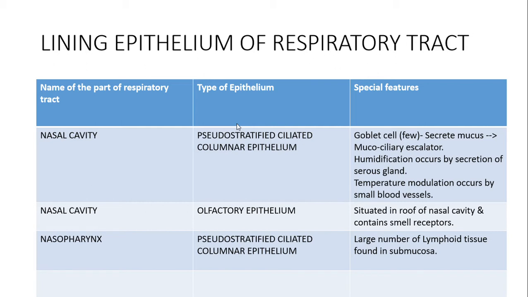After the nasal cavity, the second part of the respiratory tract is the nasopharynx. The nasopharynx has the same epithelium as the nasal cavity, pseudostratified ciliated columnar epithelium. And what is the special feature? A large number of lymphoid tissues are found in the submucosa.